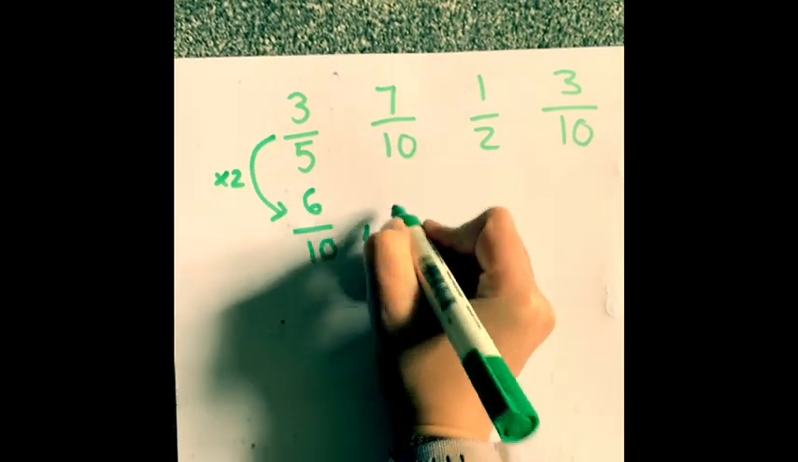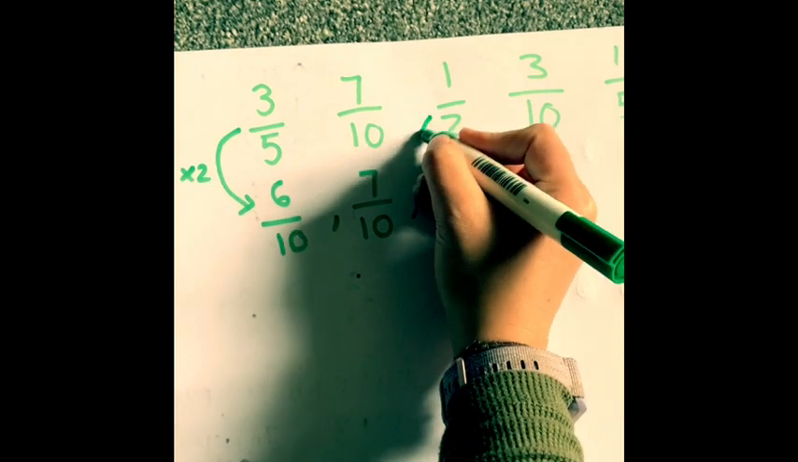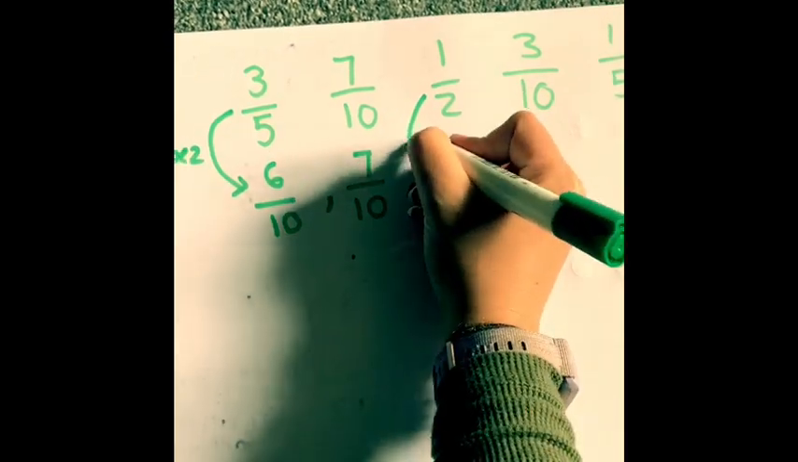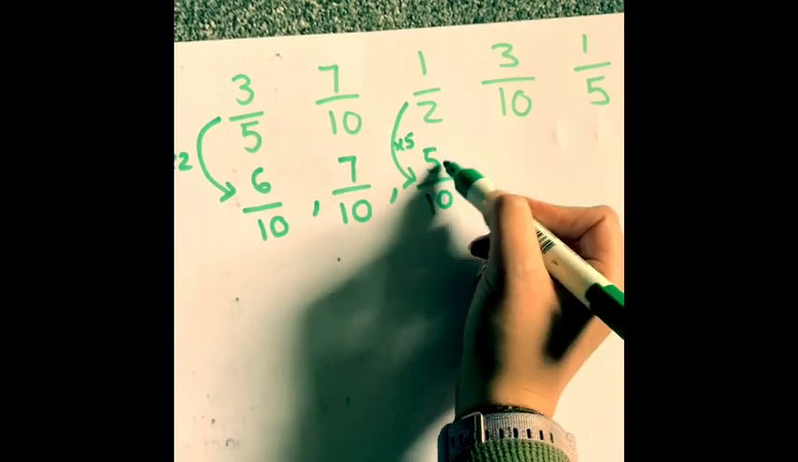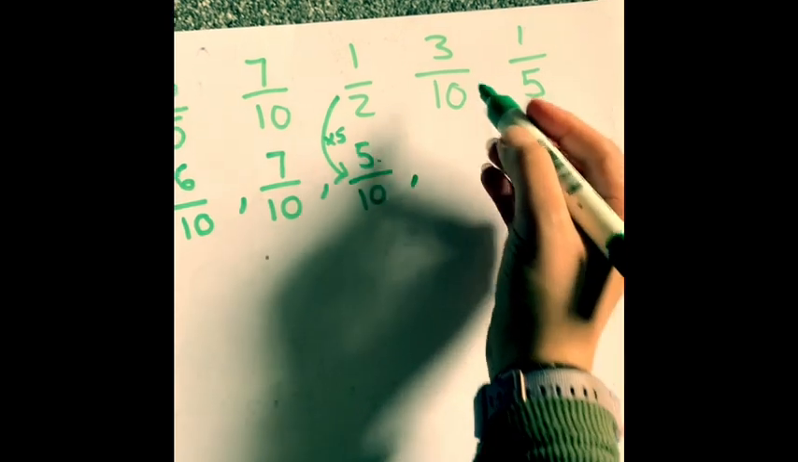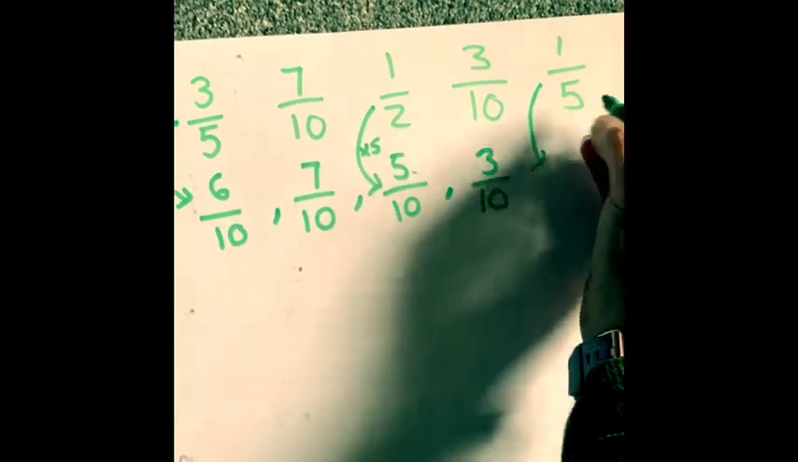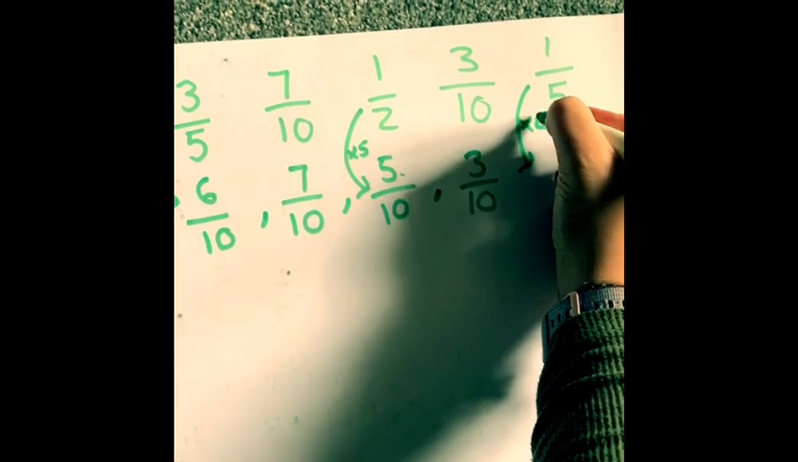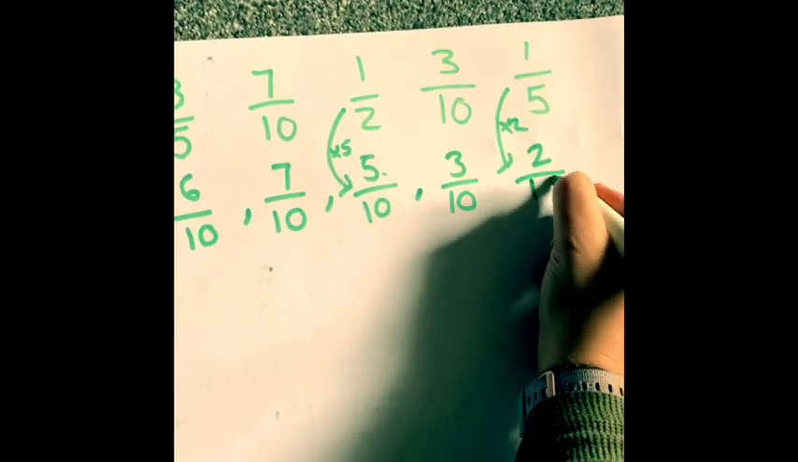Then I will go to the next one. That's exactly the same because it's already out of 10. This one, how many 2's go into 10? It's 5. So it would be 5 over 10. Can we see that I'm doing the numerator and the denominator, not just the denominator? That's where some people go wrong. And then this one, can we say the same? How many 5's go into 10? I know it's 2. So again, 1 times 2 is 2, and 5 times 2 is 10.